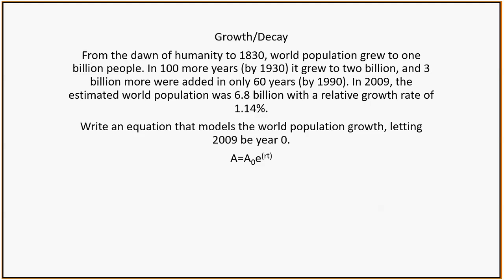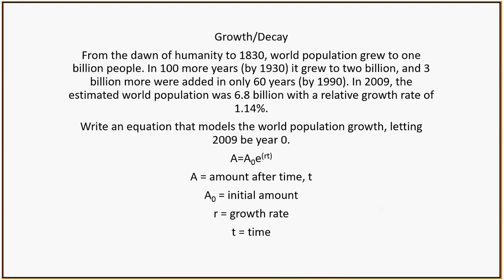So the equation model that we're going to use for this kind of problem is A equals A0 e to the rt. In this problem, A is our amount, or in this case population, after time t. A0 is our initial amount, or initial population. r is our growth rate, and t is time.